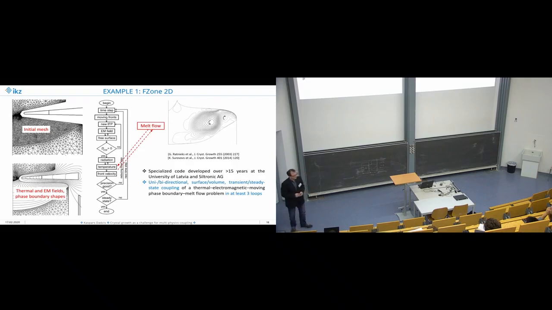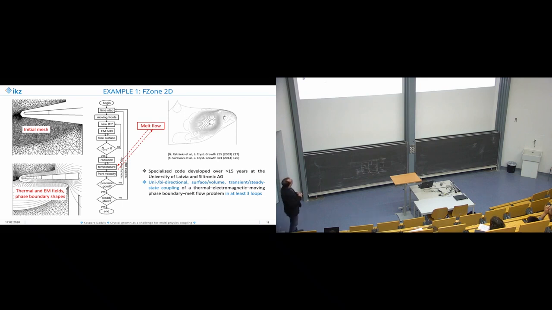So when I submitted this talk, Benjamin asked me, well, what kind of coupling do you need? So I tried to summarize this in this kind of coupling technology language. So in this case, you can really find all these coupling cases in this code: unidirectional and bidirectional, surface and volume coupling, transient and steady state, and for all these four or five physical topics.